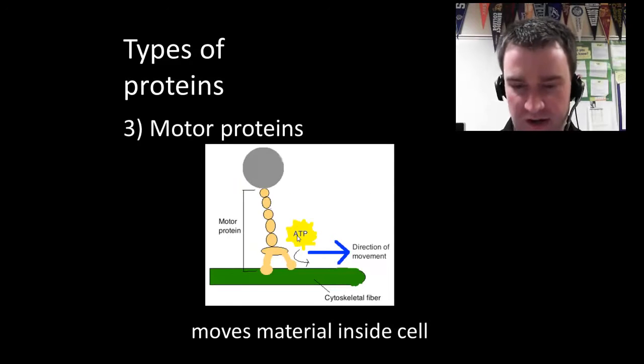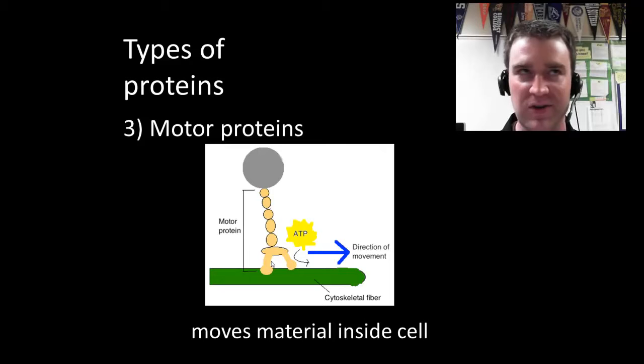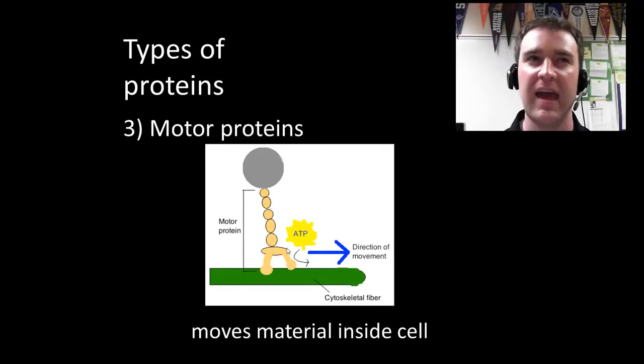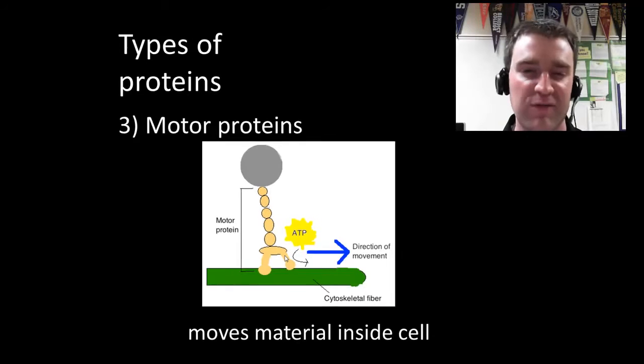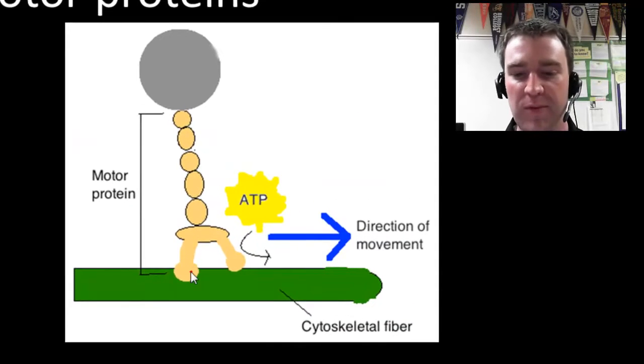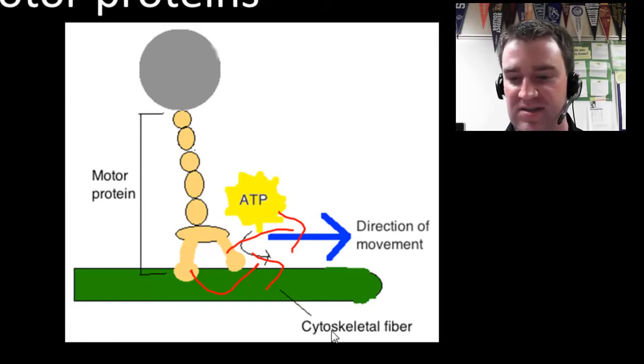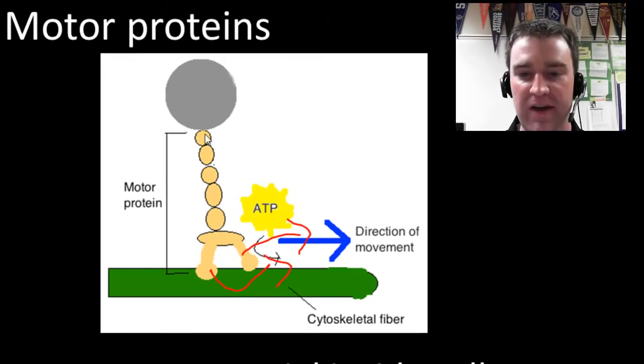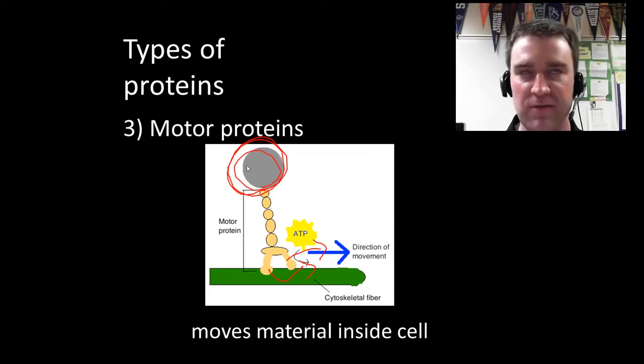Motor proteins are another type of protein that we're going to see later, and they essentially transport materials as well, but they carry them just inside of a cell from one place to another. Motor proteins effectively have little legs that kind of walk along this cytoskeletal fiber, and they're carrying something of value, say, from one organelle to another.